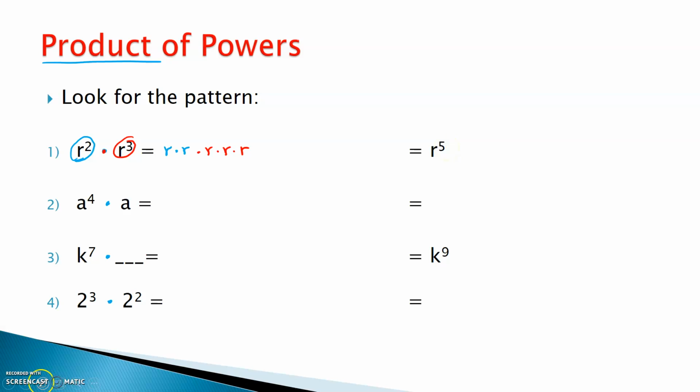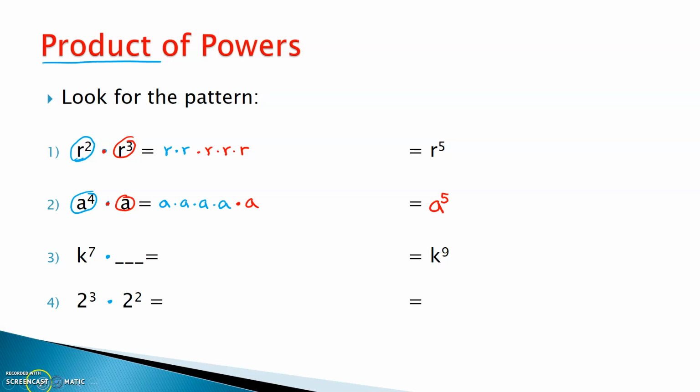Let's move on to the next one. A to the fourth really just means a times a times a times a, 4 times, and there's one more a that I have to multiply by. So I have 1, 2, 3, 4, 5 a's. I'm going to say a to the fifth power.